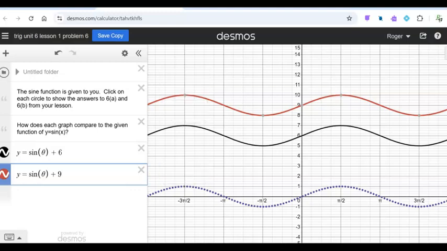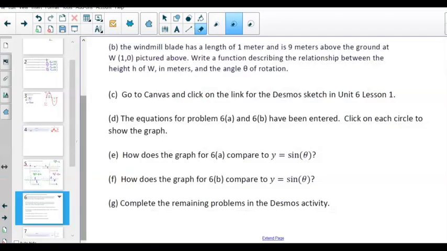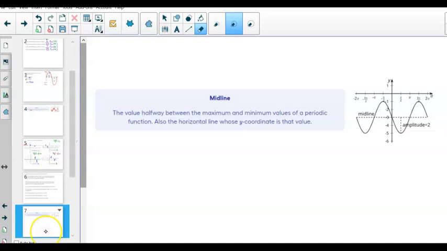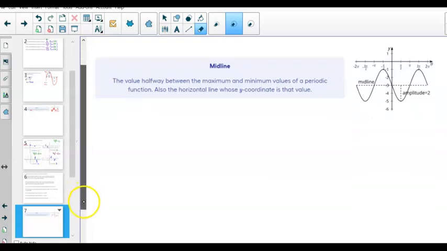Go ahead and head back to the original activity, ignore step G here, and move on to the next part. So a midline, again, as we defined earlier, is that distance halfway between the maximum and the minimum. So keep that in mind as we're working through this.